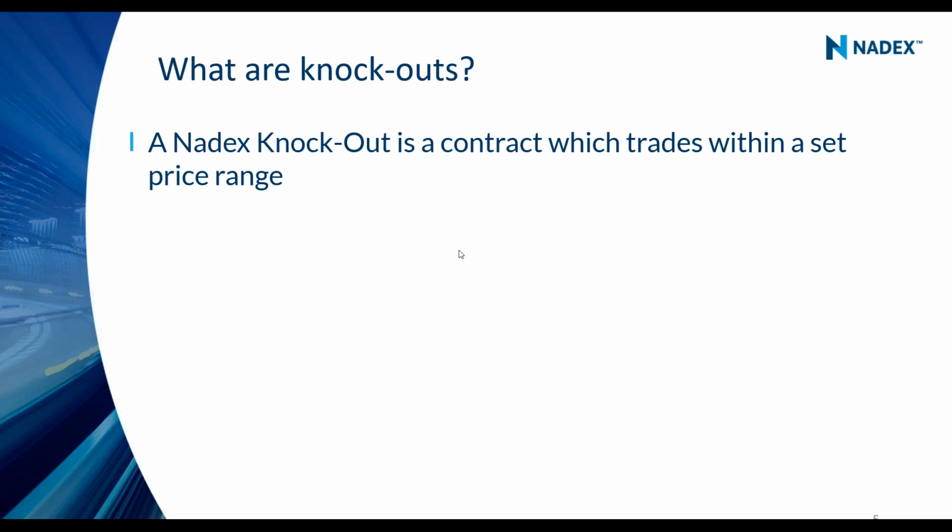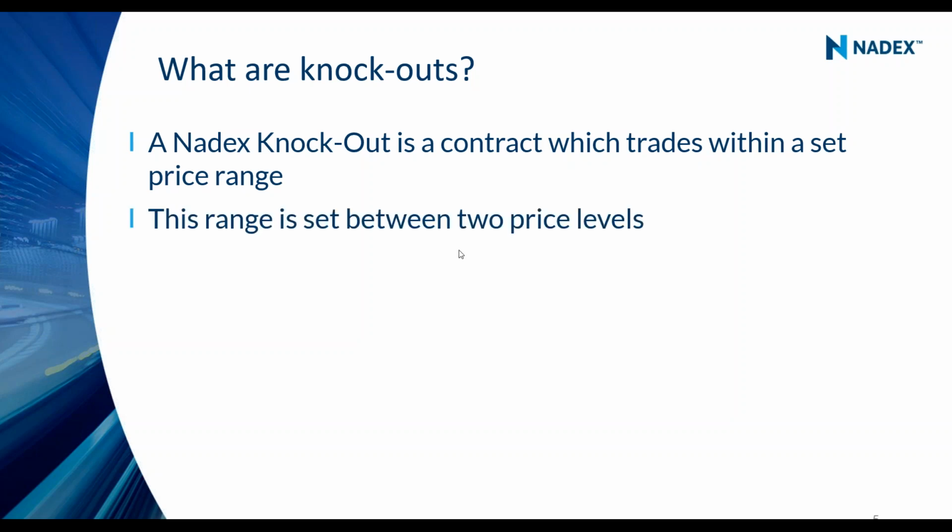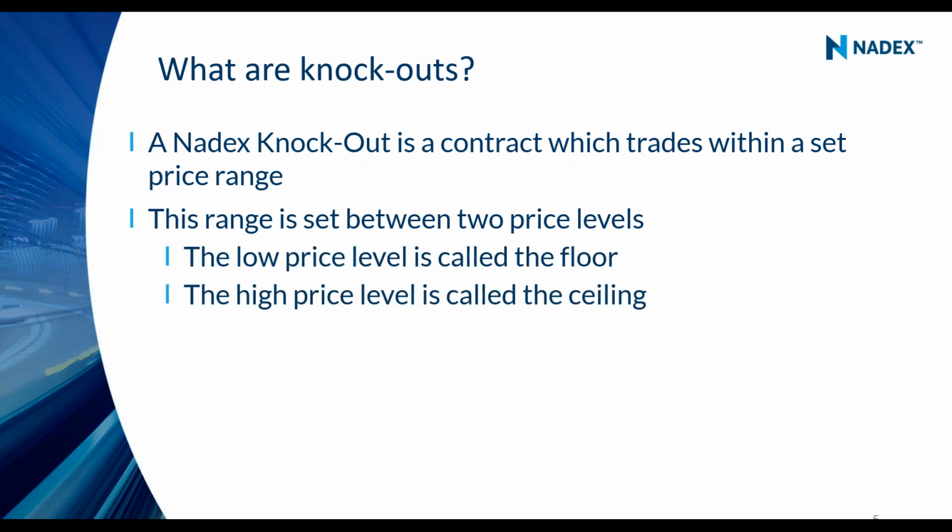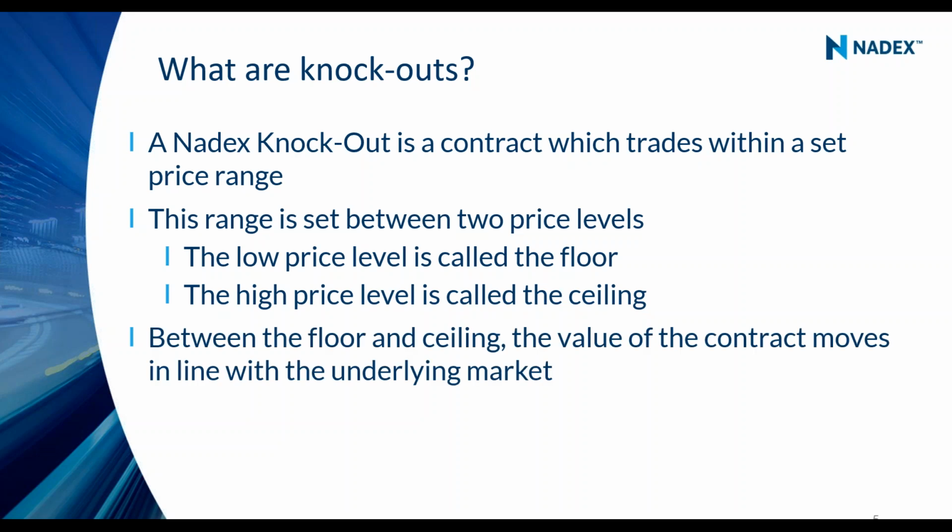Now that price range is set between two price levels. There's a lower one and a higher one. The lower one we'll call the floor, and the higher one we'll call the ceiling. Again, pretty intuitive, and when I go to the platform and show you, you'll see it very clear and easy to understand. A knockout is a contract with a price range. The price range has a lower one called the floor and a higher one called the ceiling.